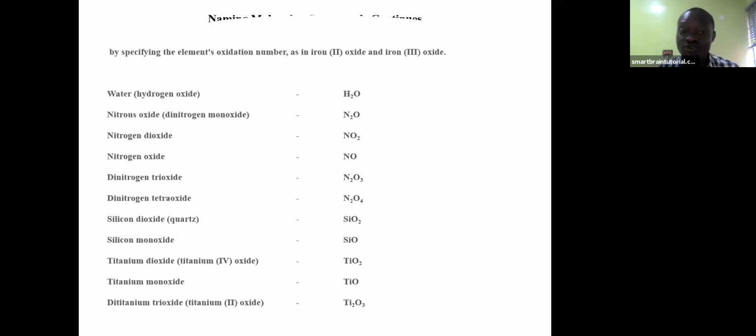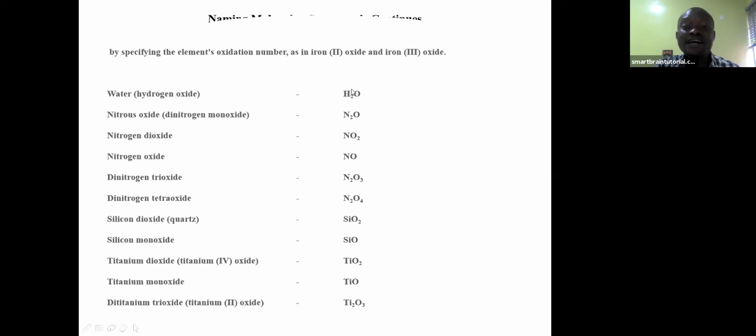First, we have water, which can be known as hydrogen oxide, or you can call it dihydrogen monoxide. Then we have nitrous oxide, which is dinitrogen monoxide, the one they call laughing gas. And then we also have nitrogen oxide, which can be referred to as nitrogen(II) oxide. When nitrogen displays an oxidation state of 2, you have this. This is nitrogen dioxide, also known as nitrogen(IV) oxide. When nitrogen is displaying an oxidation state of 4, you have this.